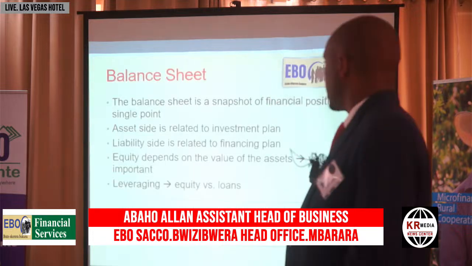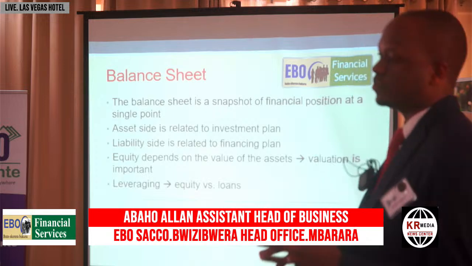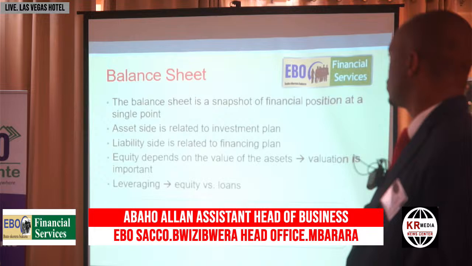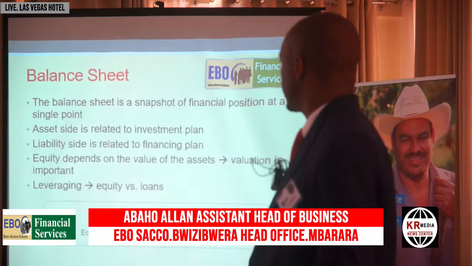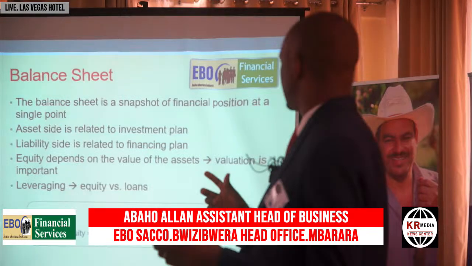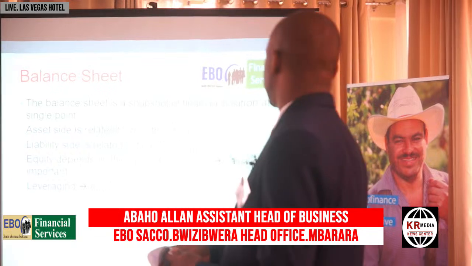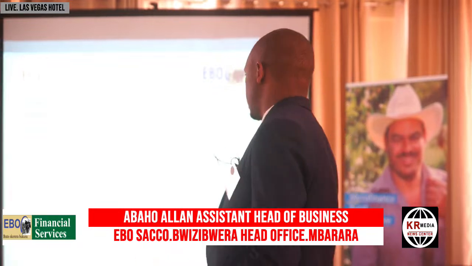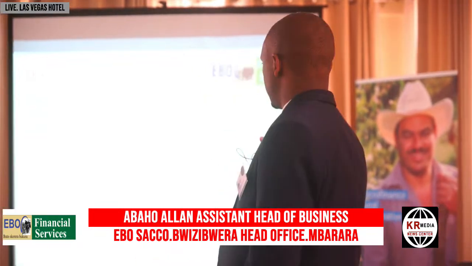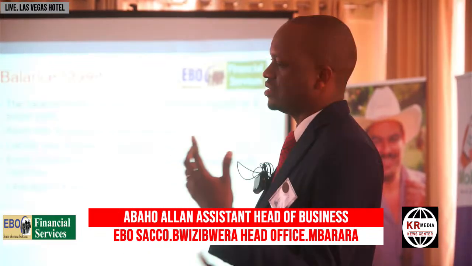Then we are looking at the balance sheet. For every customer, we have to do a balance sheet for all customers, whether you want 1 million, whichever amount you want. So we are saying that the balance sheet is a snapshot of the financial position at a single point. And the asset side is related to the investment plan, while the liability side is related to the financing plan. So, and we say that assets minus liabilities will equal the net worth. So that net worth is the one I told you that will help us to know how much the customer is able to pay at the end of the month, the installment.